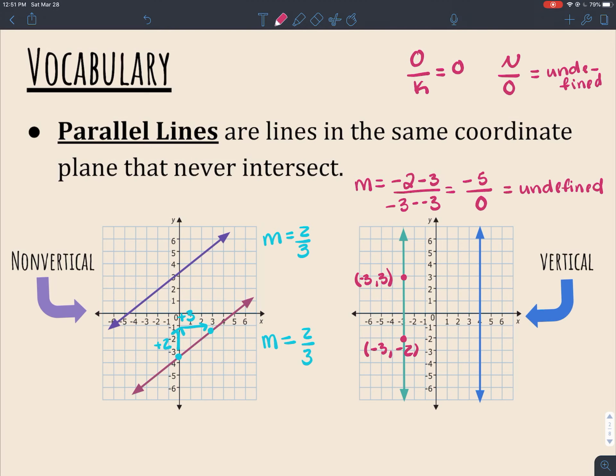So if our green line is undefined, and our blue line is also a vertical line, then this is also going to be undefined, making them parallel vertical lines.